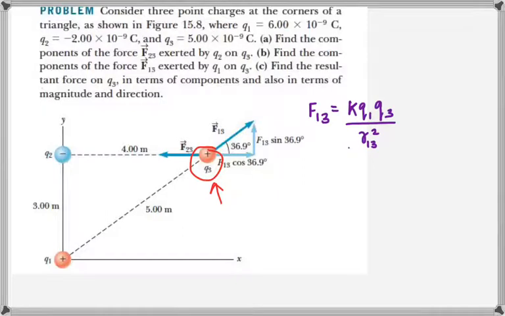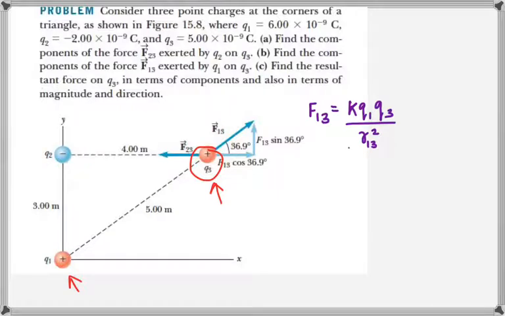So the first step, we will write F13. Look at the diagram. The first step is to draw the forces with their direction. Q3 and Q1 are both positive, so there will be a force of repulsion. F13 is acting away from Q3. Q2 is negative and Q3 is positive, so there will be a force of attraction, and that's why F23 is towards the left.